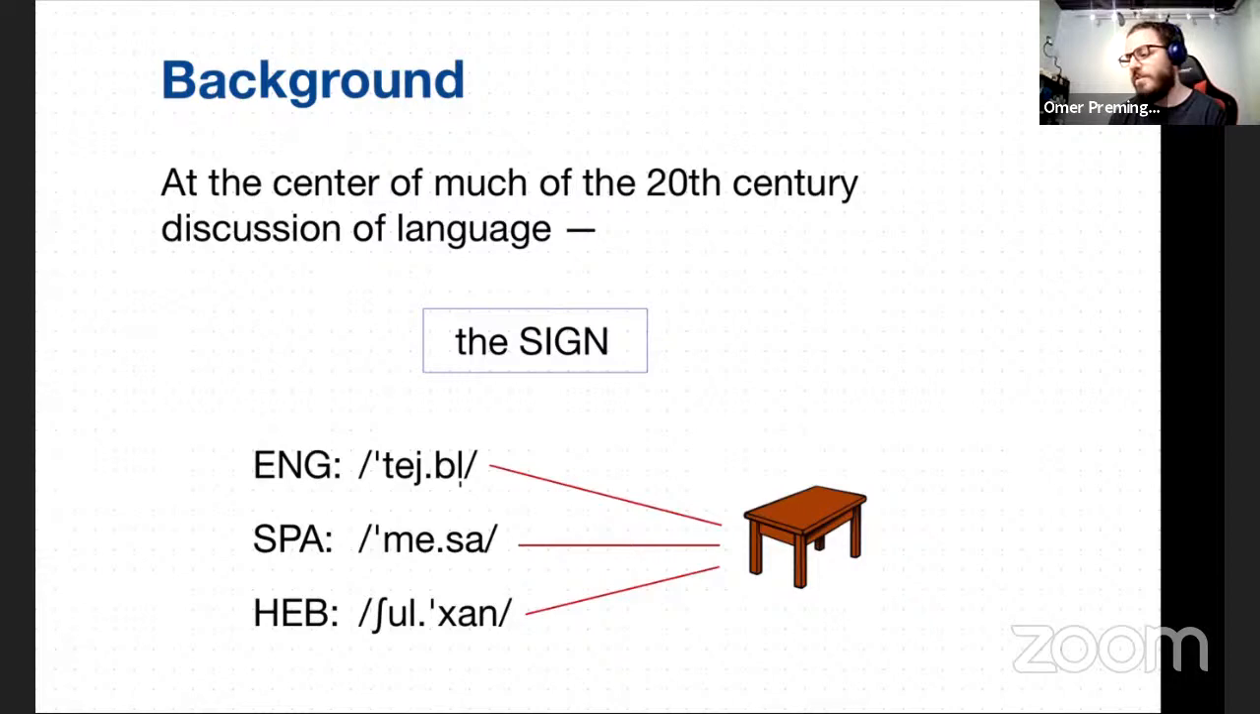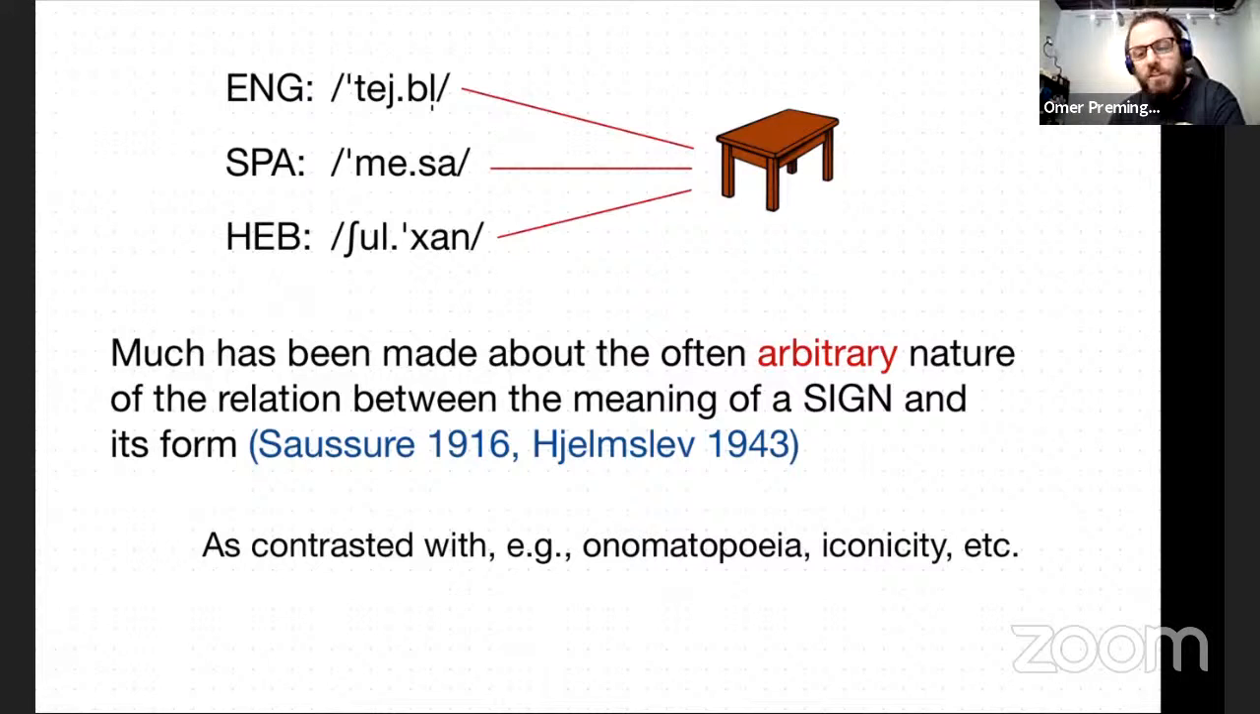Much has been made, especially in the first half of the 20th century, about the often arbitrary nature of the relation between the meaning of a sign and its form. And you could tell that that arbitrariness is in an important sense the default, because we have special names for the phenomena where that arbitrariness doesn't hold. So we have concepts like onomatopoeia or iconicity for the comparatively rarer cases where the arbitrariness breaks down.